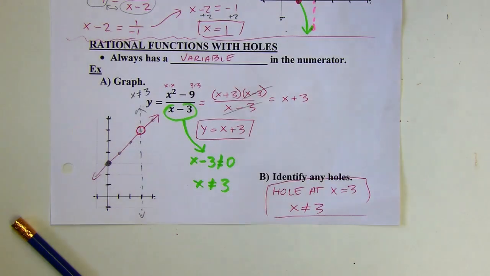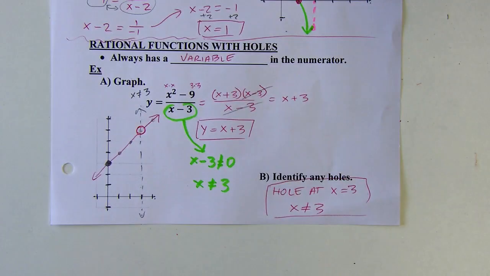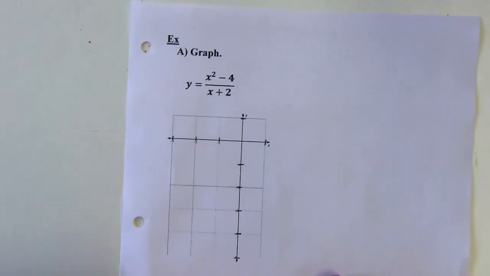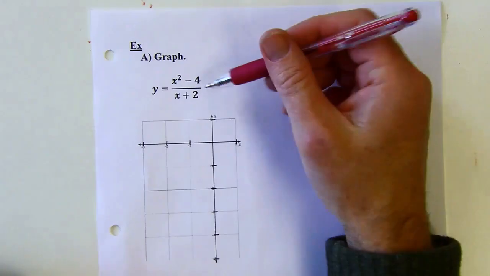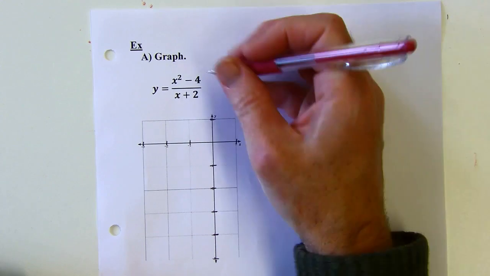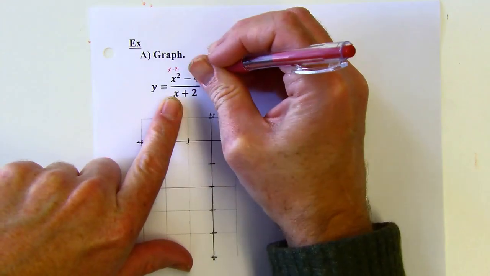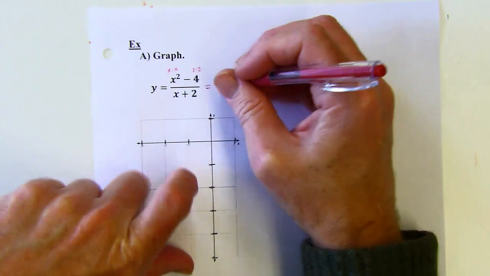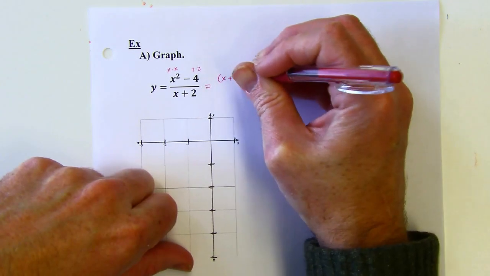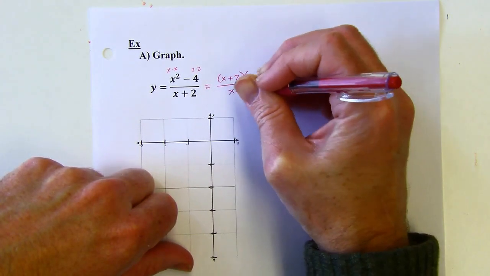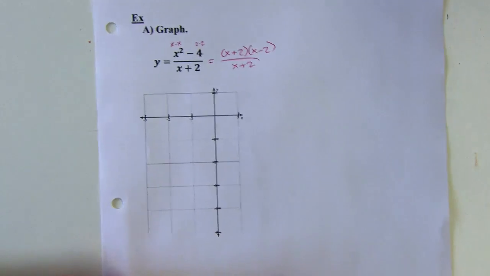All right, let's try one on the next page. So trying another one of these. Looking at this, it's not a crosshair problem because I've got an x in the numerator. So let's start. Hey, this is another difference of squares, so the top is going to factor into x plus 2 times x minus 2. And then I'm thinking, oh, I can reduce.